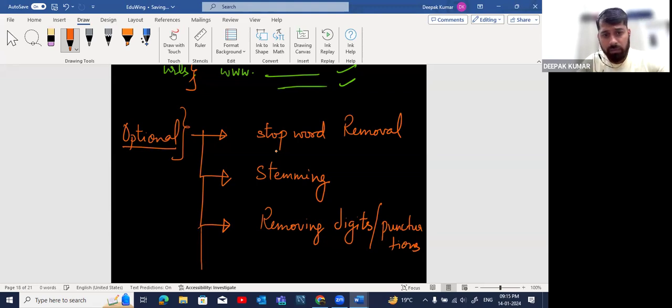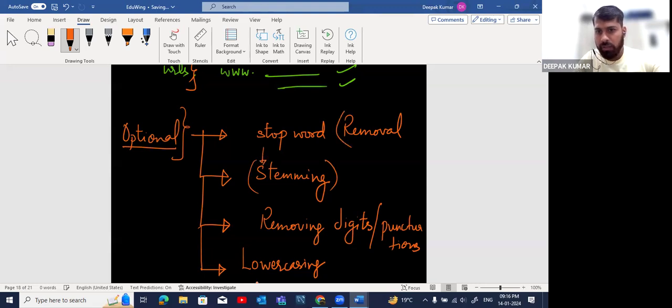Then this is one of the things which I personally prefer, doing lower casing. Whatever corpus or document is available to you, simply convert everything into lowercase. Like we have written things in upper and lower case. When I apply lower casing to this portion, say stemming, the S becomes small, and the R of removal becomes a smaller letter. Such things are called lower casing.